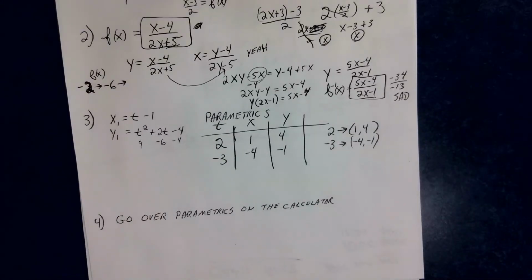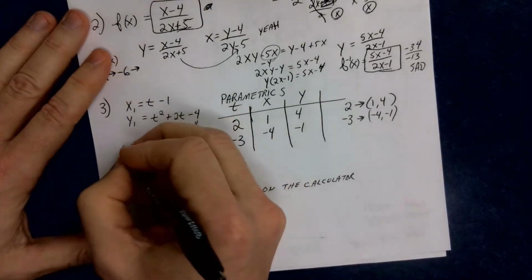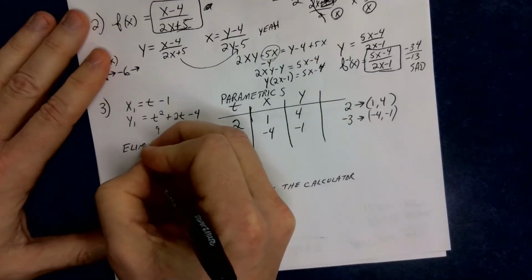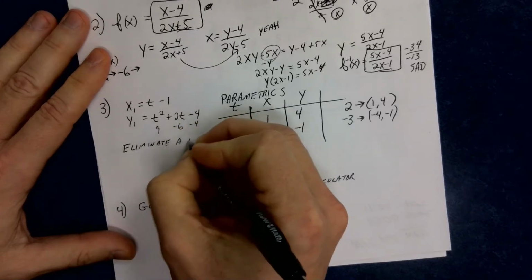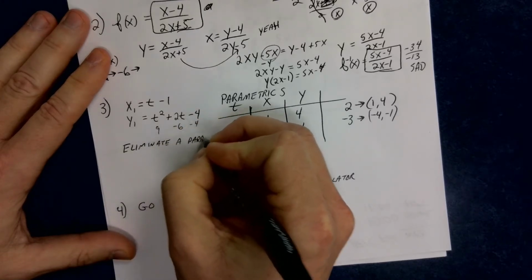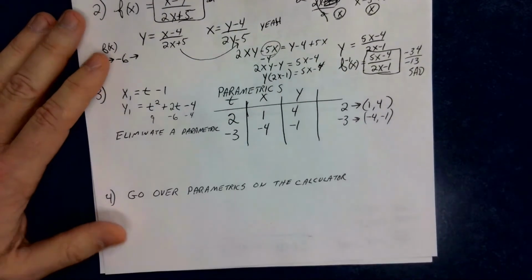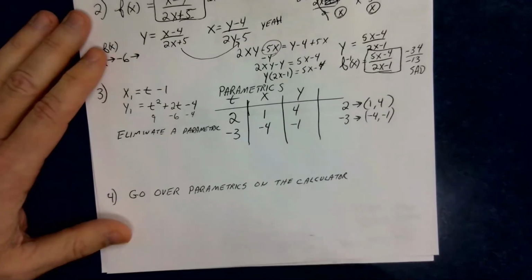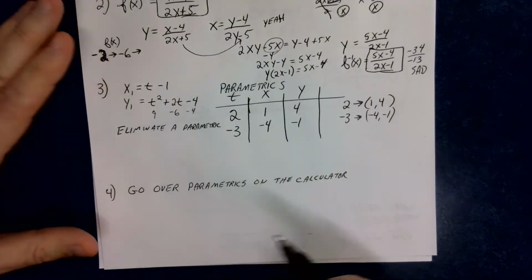Okay? And it's very possible sometimes to do something like this. It's called eliminating a parameter. So in other words, can I write this parametric relationship as a direct relationship between x and y? So here's kind of how I do that.